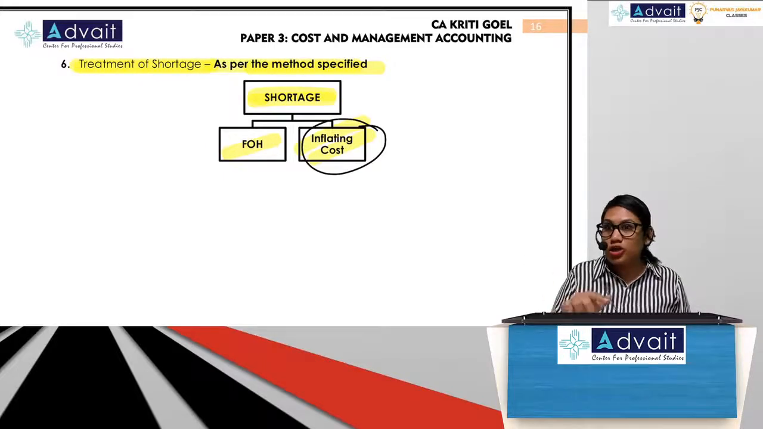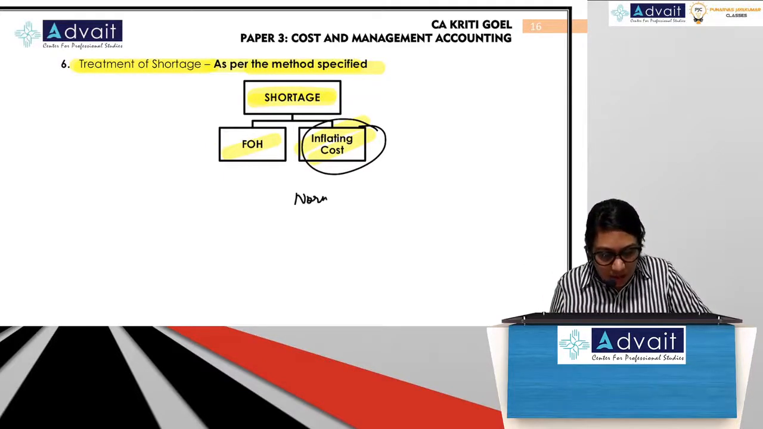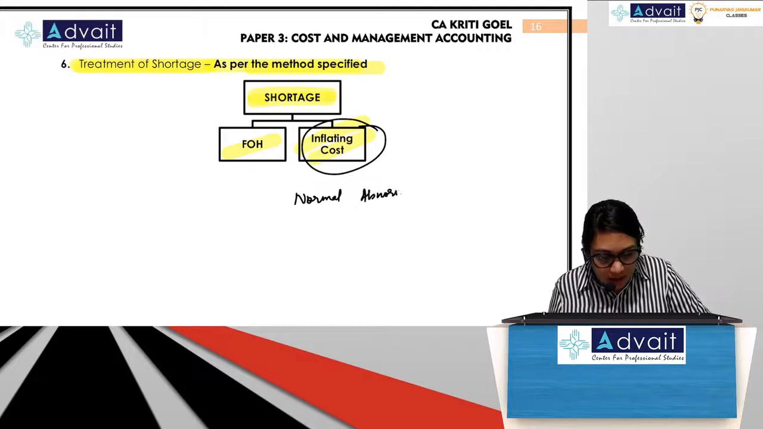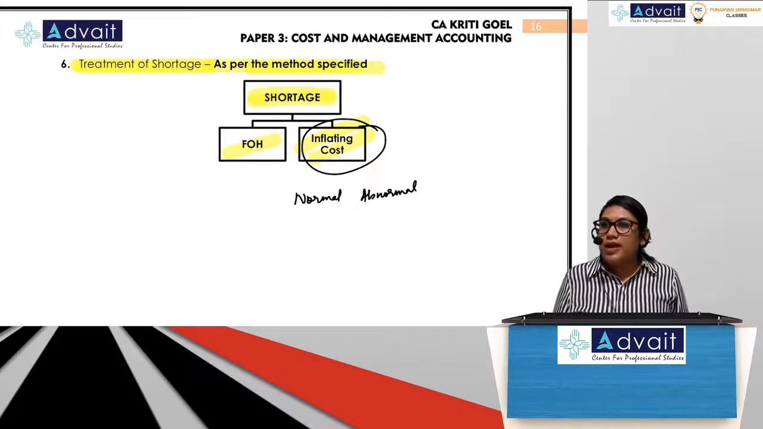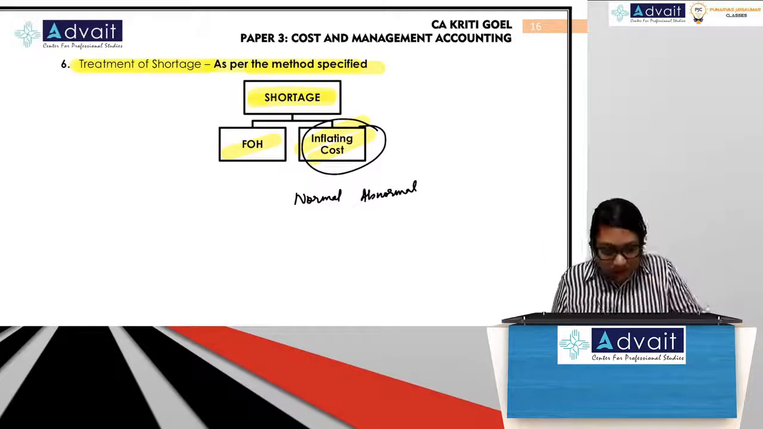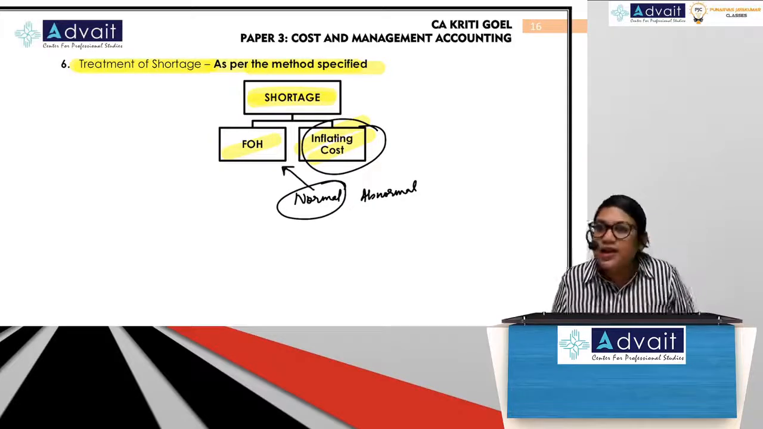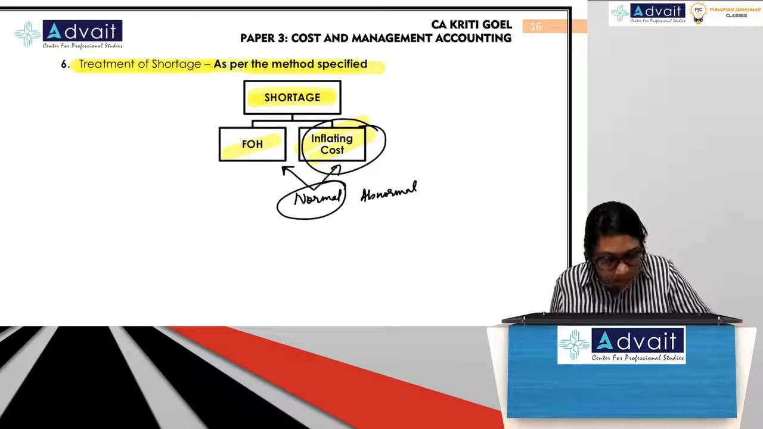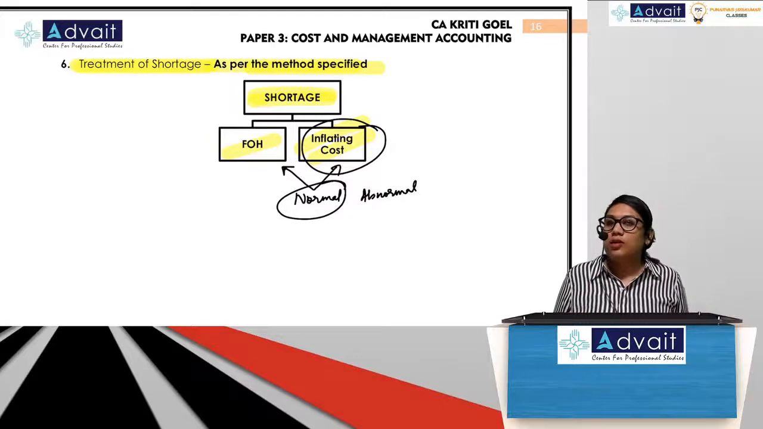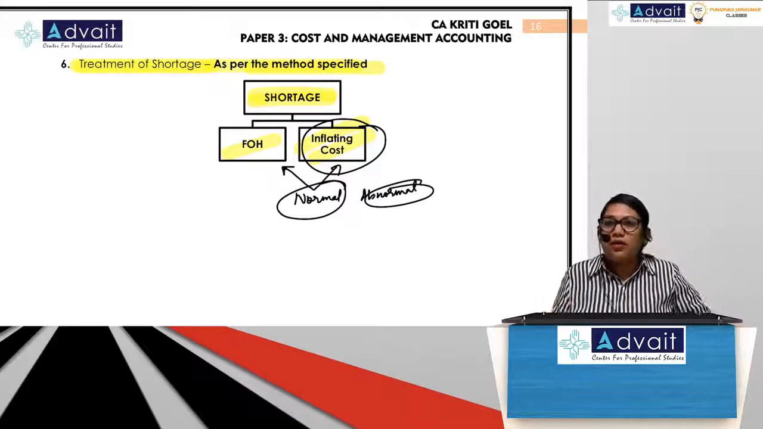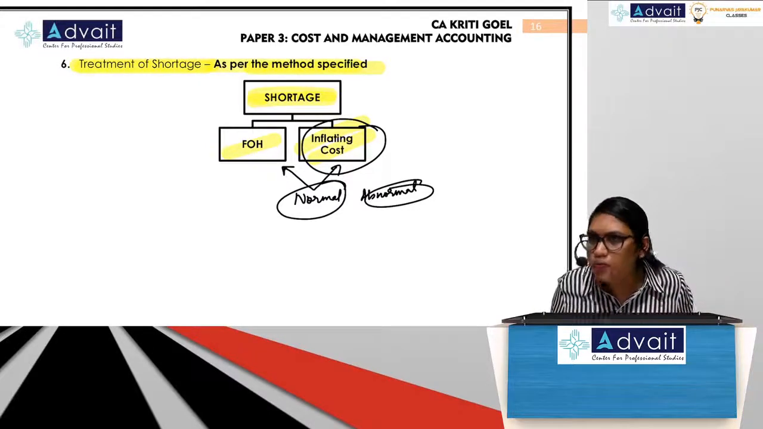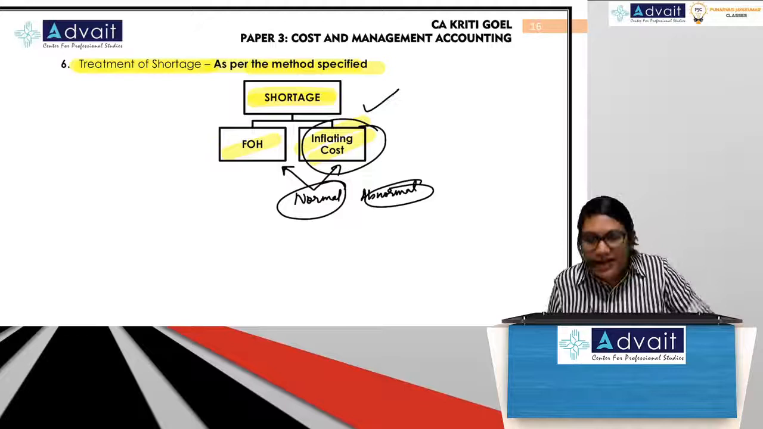Correct? So shortage could be normal, or shortage could be abnormal. If shortage is normal, then it could be treated as FOH or it could be treated by inflating cost. If it is abnormal, there is no such treatment. Abnormal will be valued like good units and transferred to costing P&L account. Now this we did yesterday.